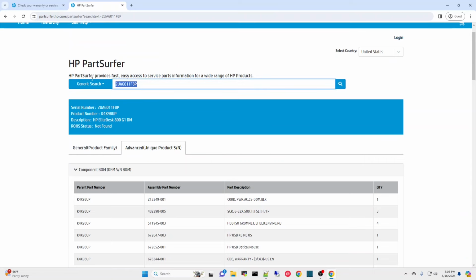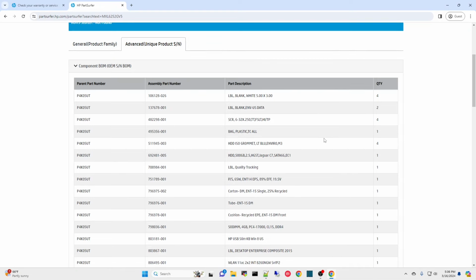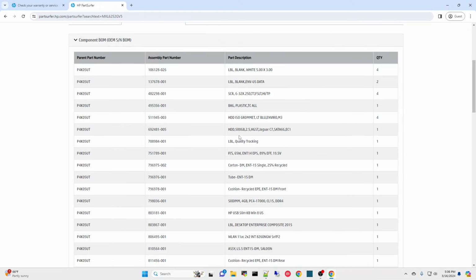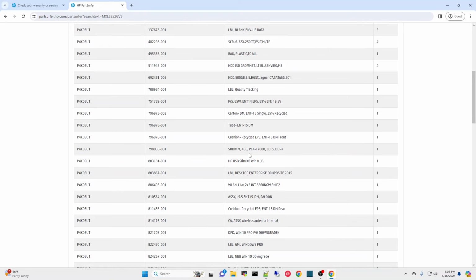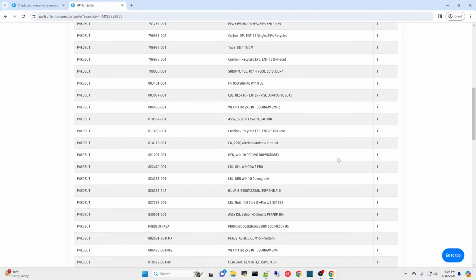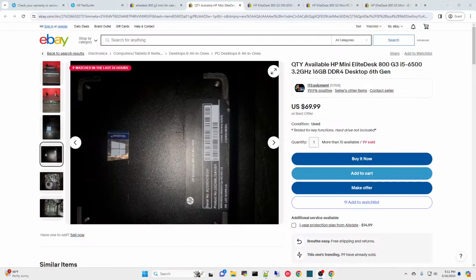And let's see what it shows on PartSurfer. Gig hard drive. Looks like it came with 4 gig originally. This looks very similar. The CPU 6500T. Yeah, that makes sense. 35 watt power supply. Okay.